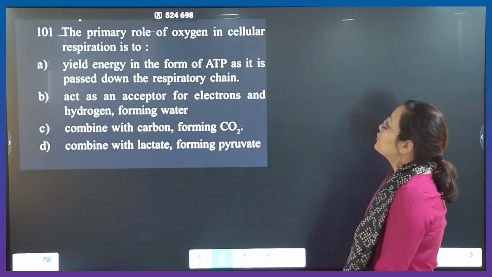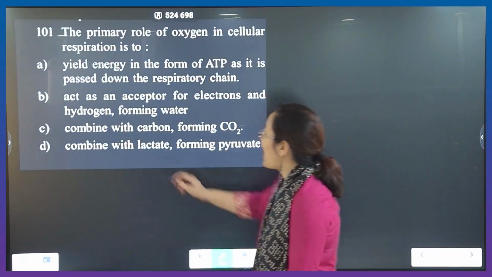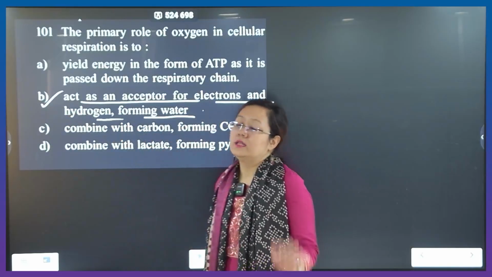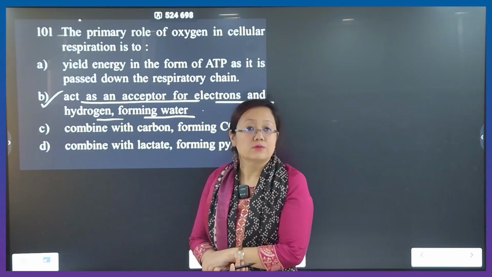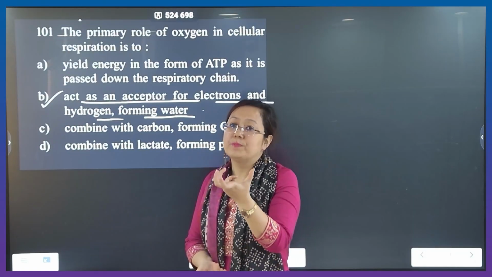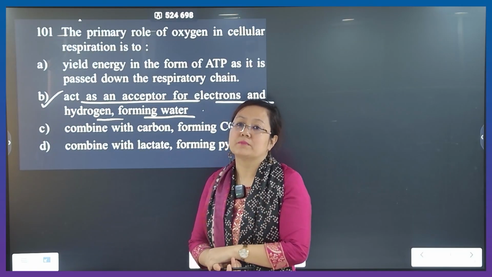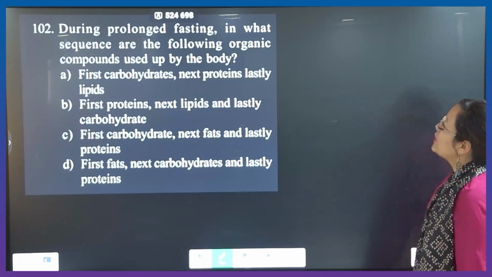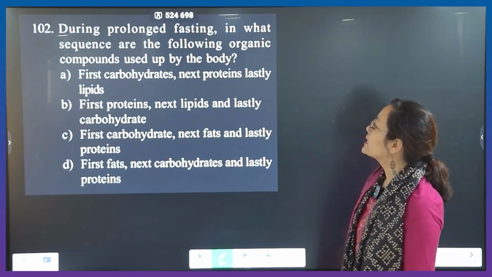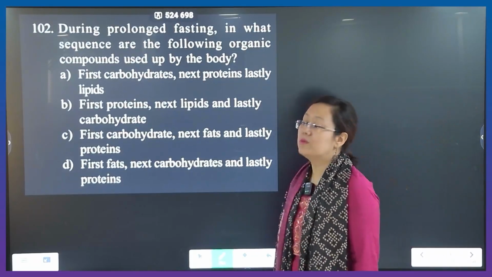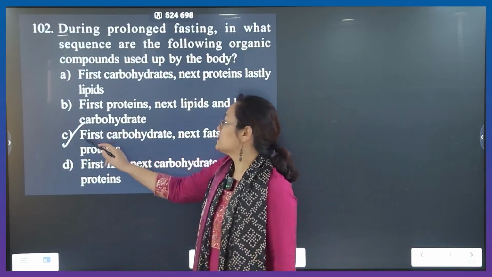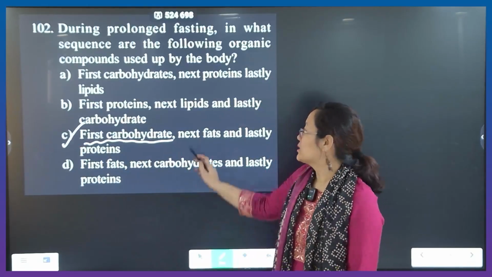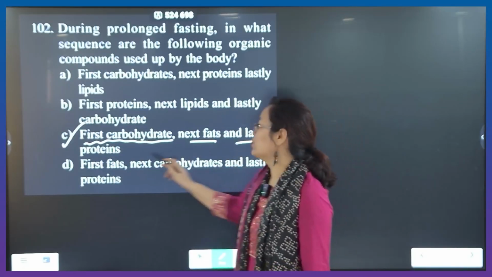The primary role of oxygen in cellular respiration is to act as an acceptor for electron and hydrogen forming water. Last में ETS में electron किसके पास जाता है? To the oxygen, and that will be terminal electron acceptor, and उससे byproduct बनता है water. 102. During prolonged fasting, in what sequence are the following organic compounds used up by the body? Answer to this will be first carbohydrate, जो glycogen store रहता है, that will be first used. उसके बाद fat होगा, and at last that will be proteins.